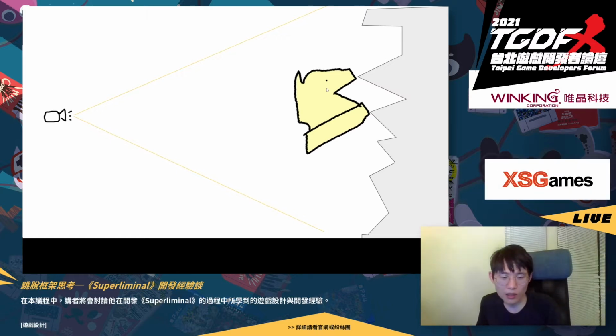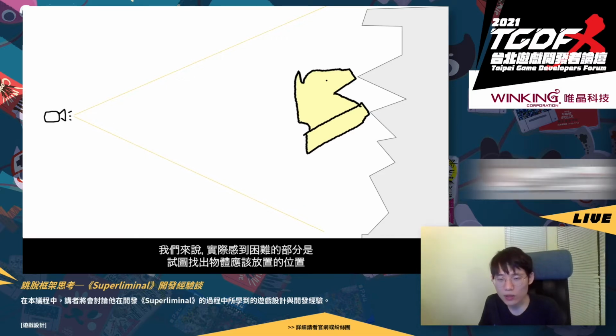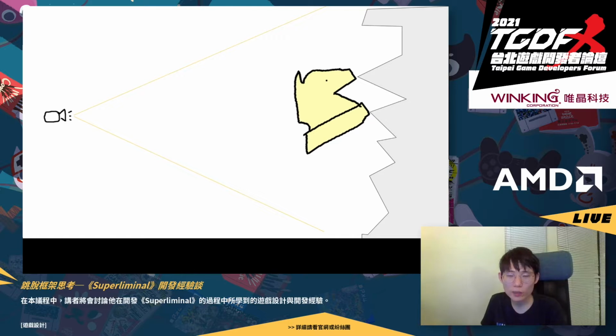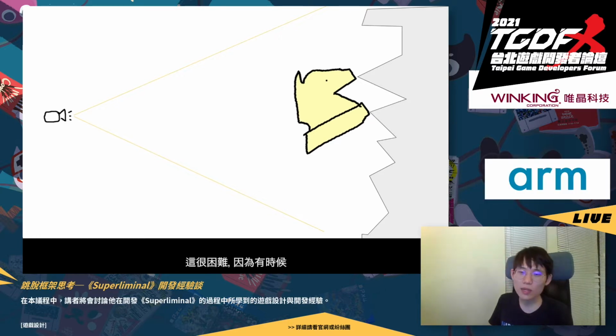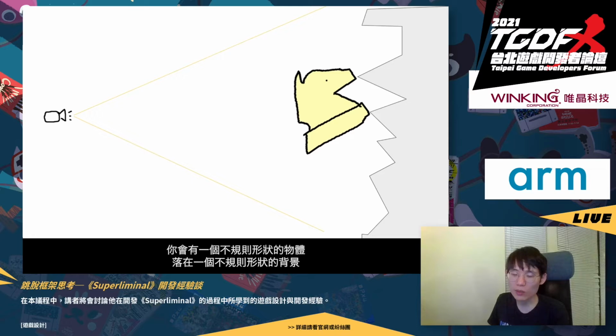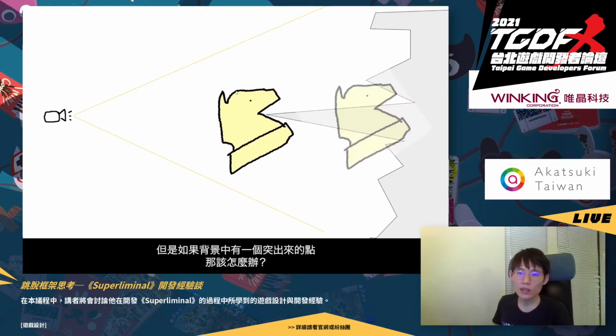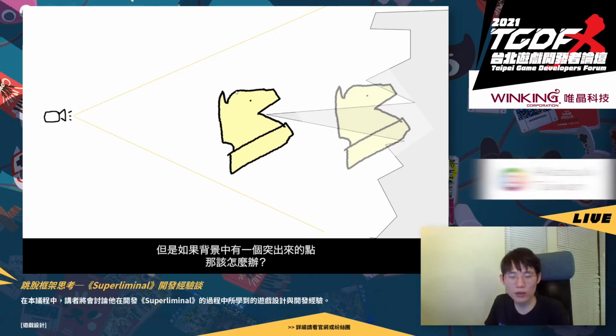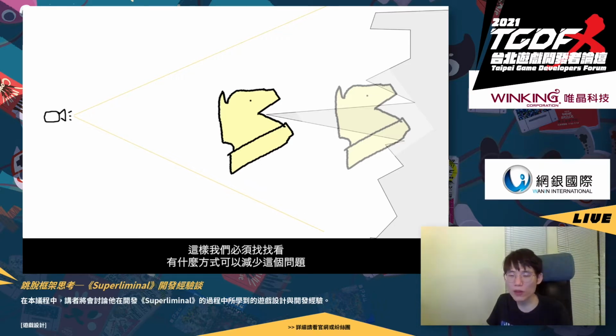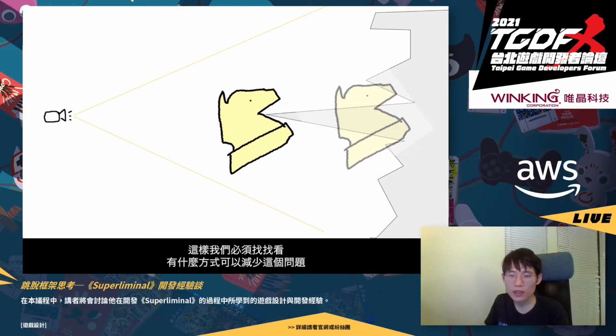But sometimes the parts that seem easy are hard, and the parts that seem hard are easy. The actual hard part of the mechanic for us was trying to figure out where the object should be. This was difficult because sometimes you had a regularly shaped object against an irregularly shaped background. In some cases like this, it was okay, but what if there was a point in the background that was sticking out? Then we had to find ways to mitigate this so there weren't so many edge cases.